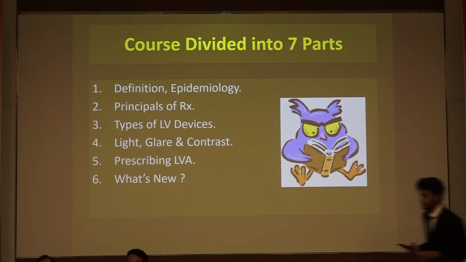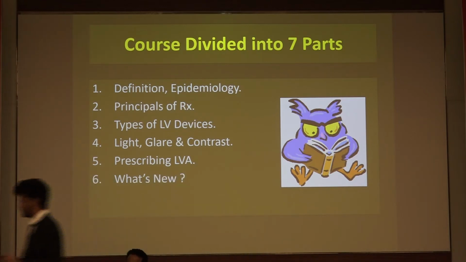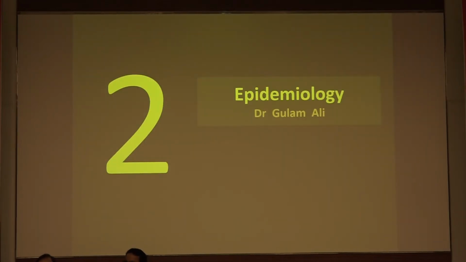This course is divided into 8 parts actually. This is a misprint over here. We'll begin by definition of low vision and epidemiology, and then go on to discussing the principles of treatment and then types of LVA devices, then discuss light, glare and contrast management, then actual prescription of low vision devices, and then consider what's new in the field of low vision. With this, I end my introduction and I invite the next speaker, Dr. Ghulam Ali, to speak about epidemiology of low vision.